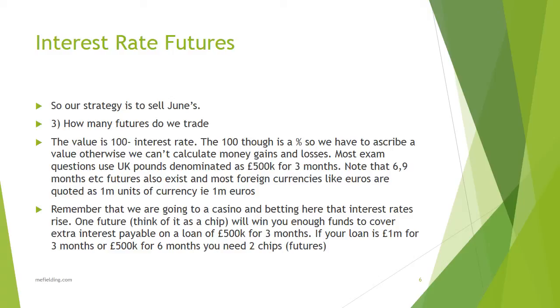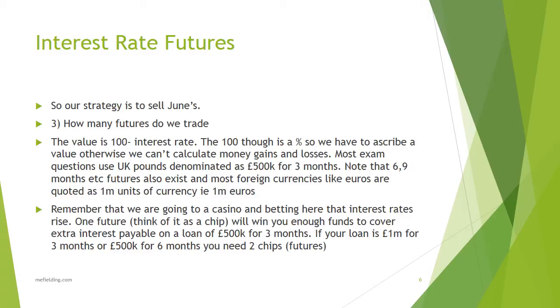You do need to get this clear in your head, because if you're dealing with futures in a different currency, dollars or euros for example, they are usually quoted as a contract size of 1 million units, so a million euros. In addition, not all futures are 3-month futures. These are just the ones that the examiner seems to like. But you get futures for other periods of time. And remember that not all exchanges are in London either. There are exchanges all over the world trading these things. So, one chip covers your interest on a loan of 500,000 for a period of 3 months.